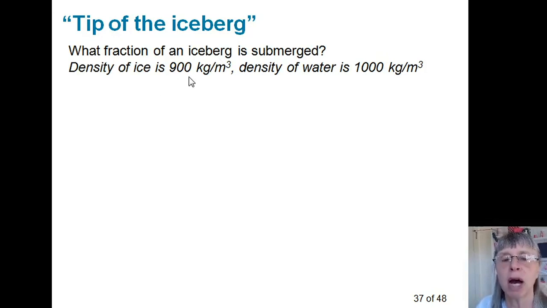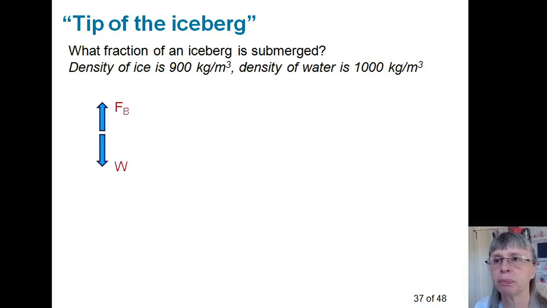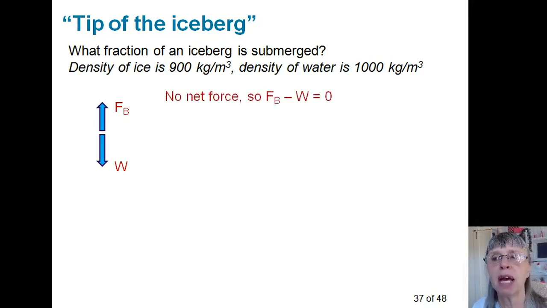We know the density of ice is 900 kilograms per cubic meter. The density of water is 1,000 kilograms per cubic meter. Now, as I said, anytime you're dealing with a buoyant force, it's a force. We're going to draw a free body diagram, even though it seems really simple. So here's our free body diagram. We have the buoyant force pushing up and weight pushing down. And we know that this iceberg is not accelerating, it's just sitting there floating. That means that it's in equilibrium and the net force is zero. So the buoyant force upward minus the weight is going to equal zero.